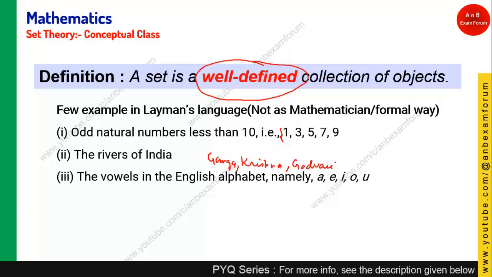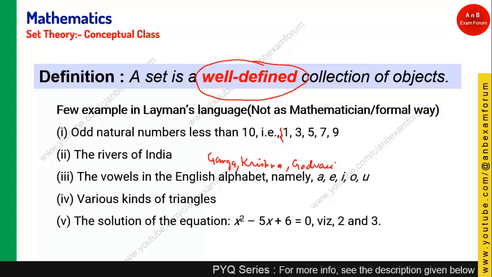A very simple one, vowels of the English alphabet, A, E, I, O, U, these also are a collection of objects. Various kinds of triangles, like isosceles triangles and equilateral triangles, you can easily define those triangles. And if somebody asks the solution of x square minus 5x plus 6, what is it? 2 and 3. So 2 and 3 is the solution of this equation, and this also belongs to one set.